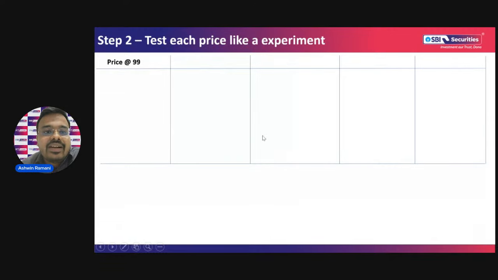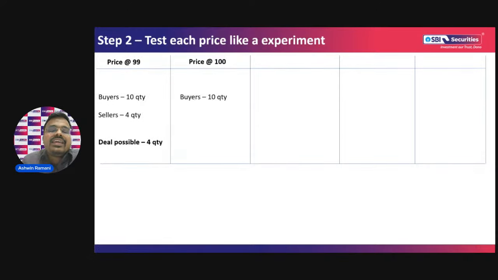So even at 100, can I say the buying quantities will be 10? Perfect. It is 10. It's not 4. It's not 3. It's not 2. Because it's 100 or less. It's 102 or less. It's 103 or less. So if the buyers are getting it at 100, again there is demand for 10 tickets here.